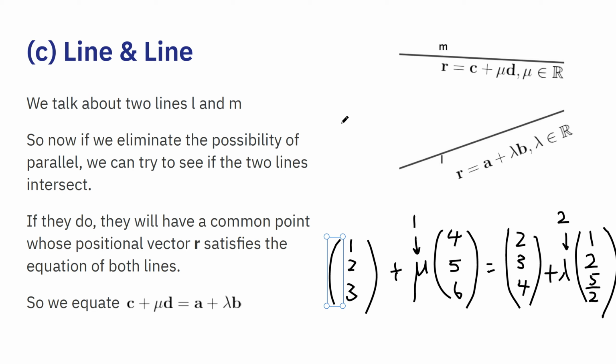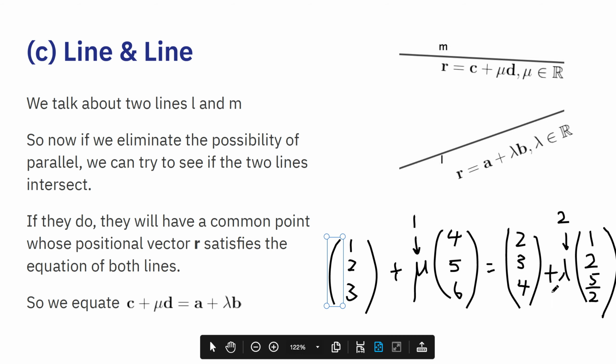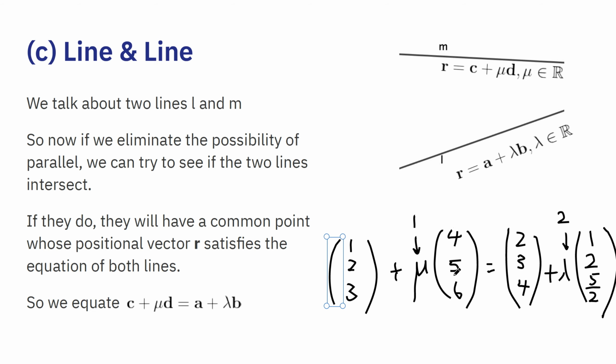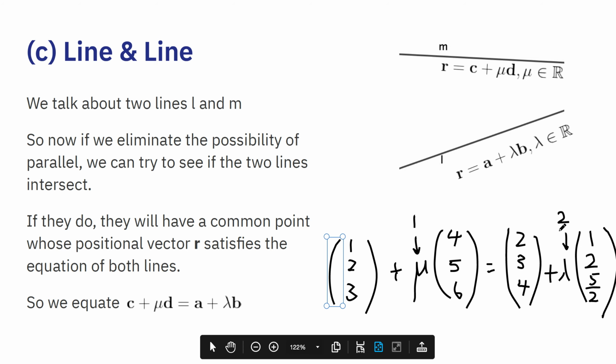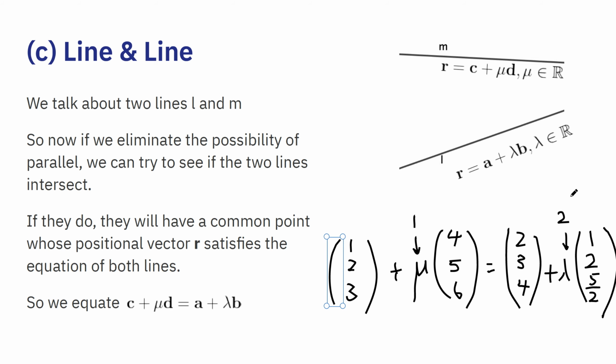Satisfying 2 only is not enough, okay? It has to satisfy all 3 equations. So here we happen to find the values of mu and lambda that work, so 1 and 2. So 1 plus 1 times 4 is equals to 2 plus 2 times 1, so on and so forth. Remember, it must work for every single row, okay? So if you are able to find values that work, then we know that the 2 lines do intersect at a point.